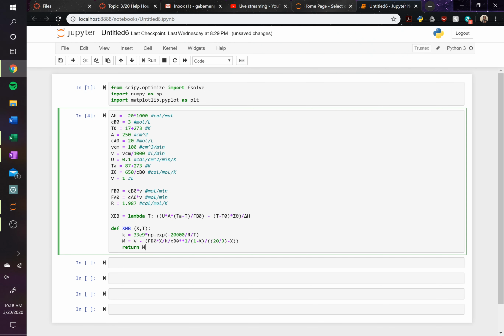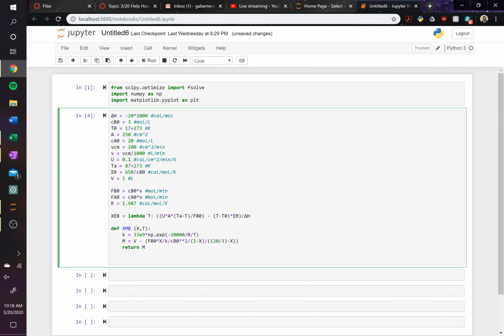And we're going to return m. All right, the problem statement says that we are looking in the temperature range of 310 to 375 Kelvin, and we'll do it for 1,000 points for the fun of it.